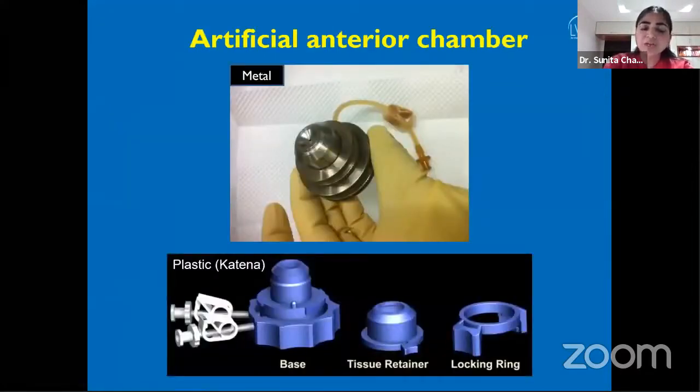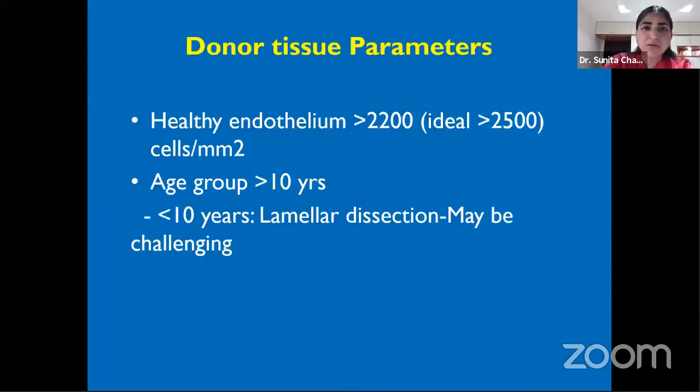Artificial anterior chamber again is of two types. One is metal and one is the plastic one, which comes from Katena. Investing in a metal artificial anterior chamber is better because it can be used for a longer duration compared to the Katena, which needs much more maintenance compared to the metal one. Now, the donor corneal parameters we select for endothelial graft preparation: the graft should have a healthy endothelium of about 2,200. Ideal would be 2,500, but 2,200 is fair enough.